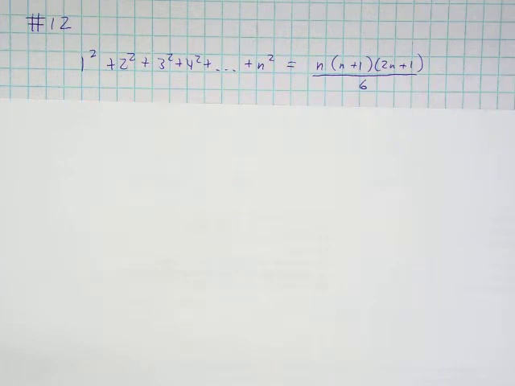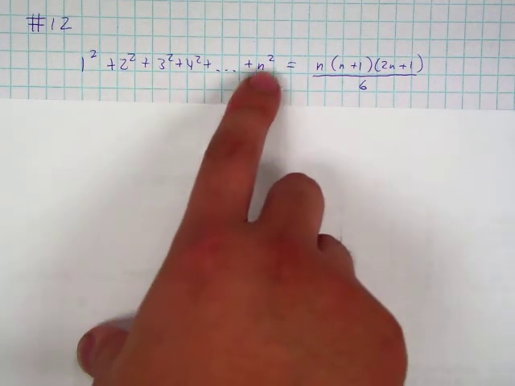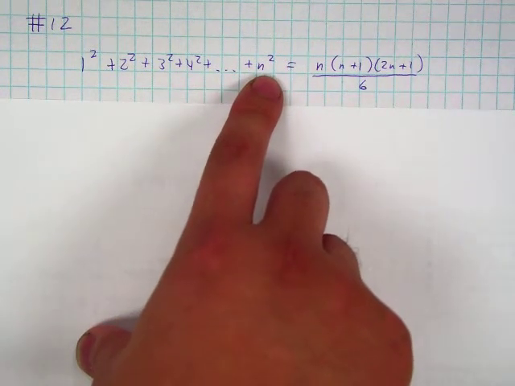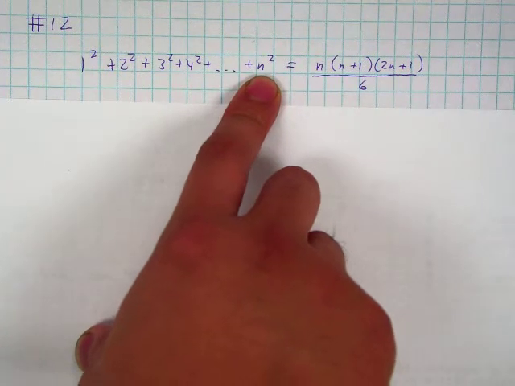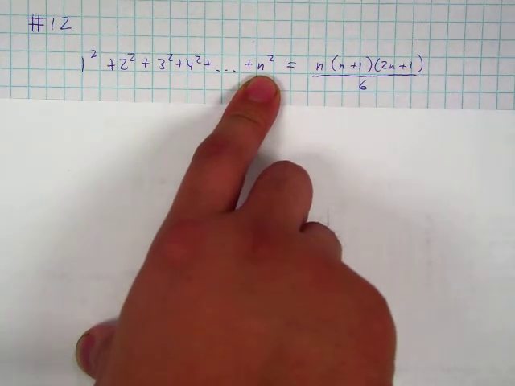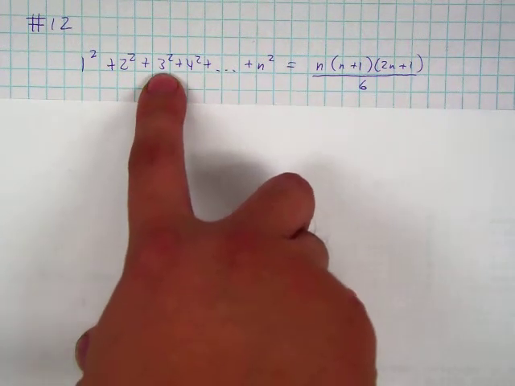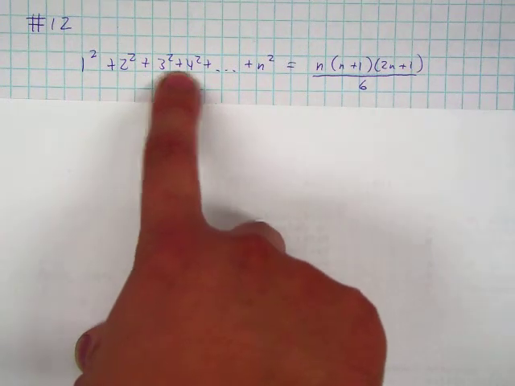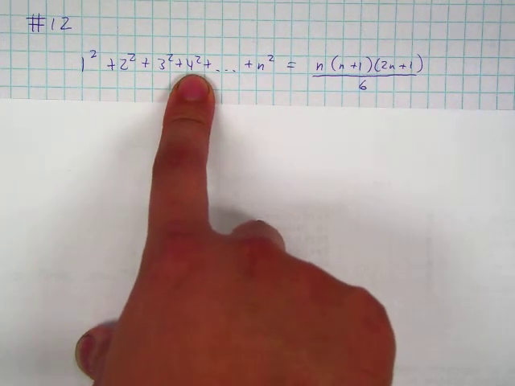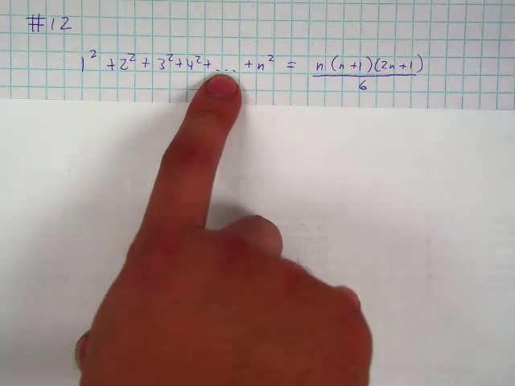So this is number 12 on page 840. This is the one we didn't get to finish in class. Well, I don't think we finished it in any of the classes. But you have this sequence right here, and the nth term of the sequence is represented as n squared. So the third term of the sequence is 3 squared. The fourth term is 4 squared. The fifth term would be 5 squared.